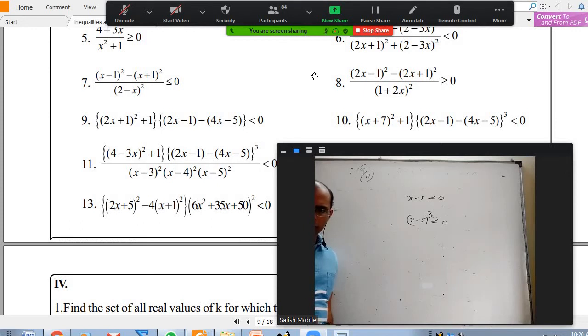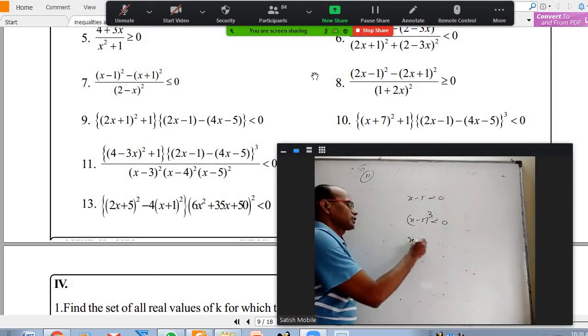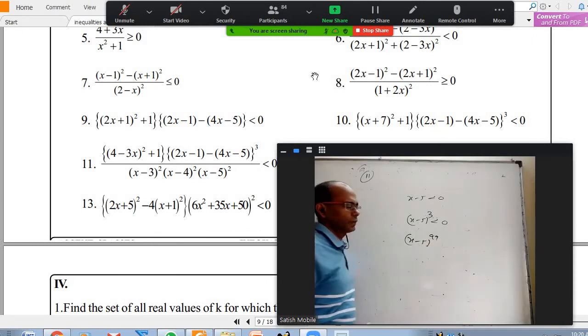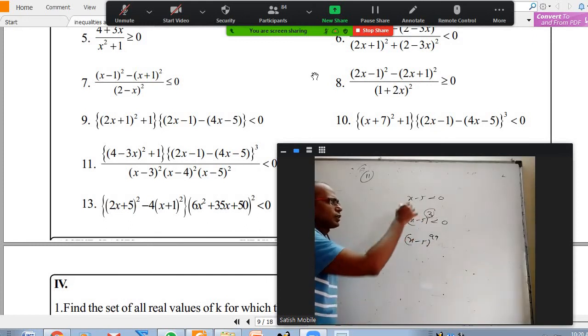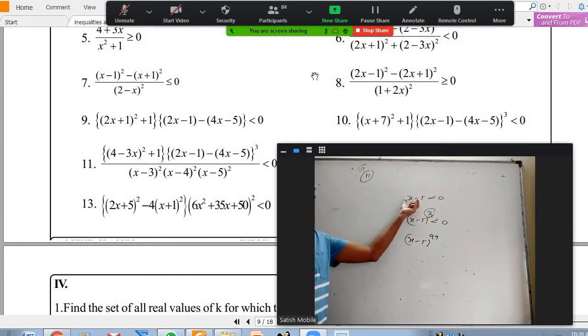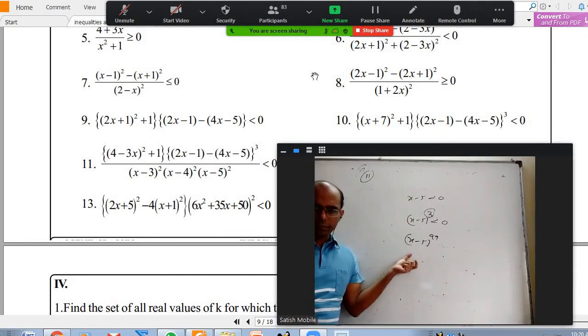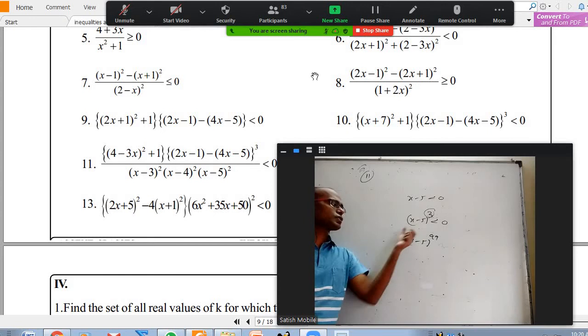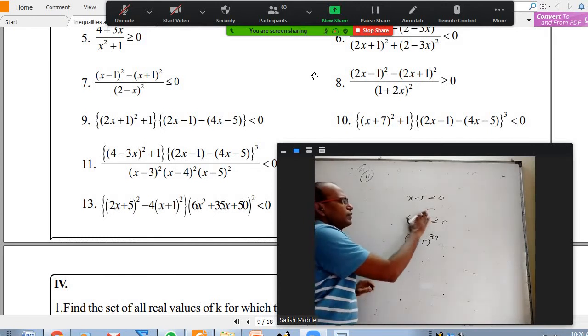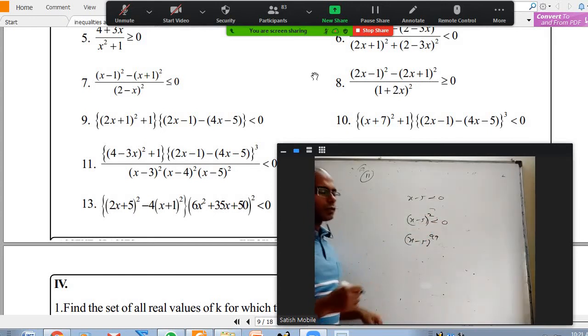Same solution. If you take (x minus 5) to the power 99, whenever a power is odd, all these are the same, because if this is positive, this will be positive. When this is negative, it will be negative. And when this is 0, this is 0. But when you have an even power, it is not like that. Even though it is negative, this may still be positive.